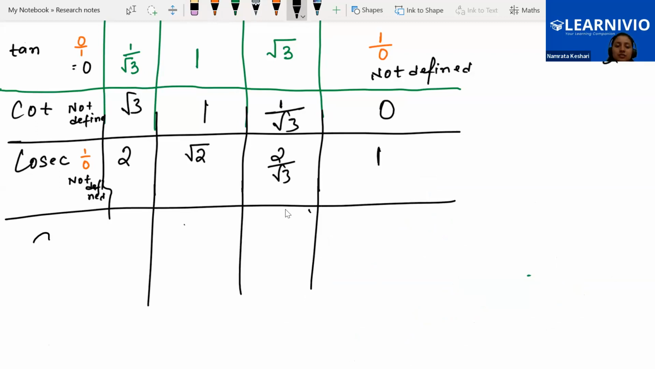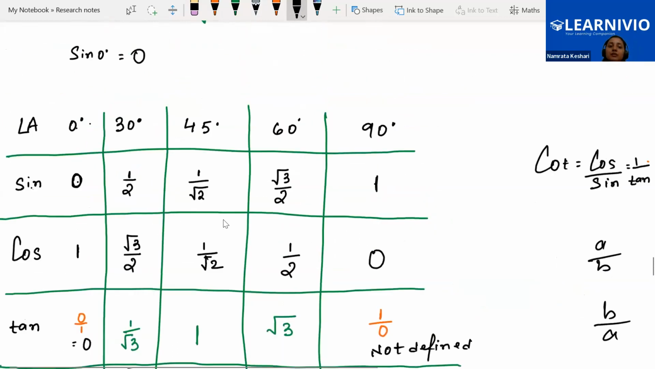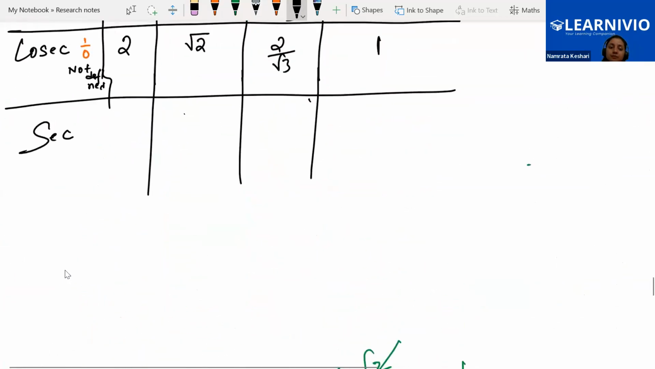Now the last trigonometric ratio is sec. Sec 0 will be the reciprocal of cos 0. Cos 0 is 1. The reciprocal of 1 is, tell me. The reciprocal of 1 is? 1, 1 only. See, the denominator is 1. Just make the denominator the numerator and the numerator the denominator. It will be 1 only. Yes or no? Yes.